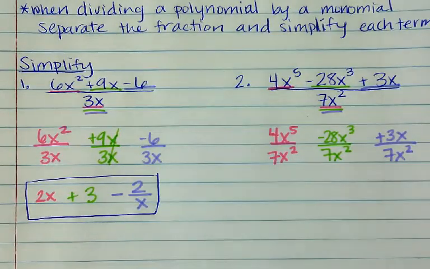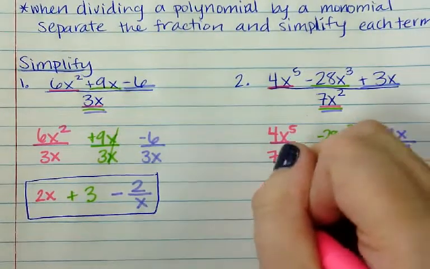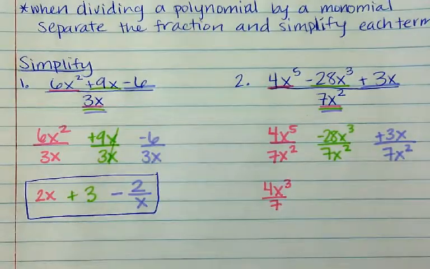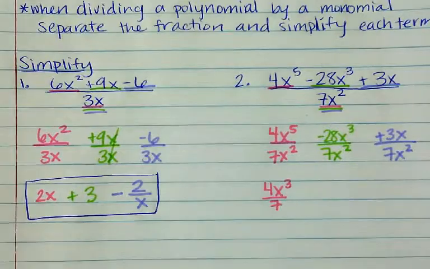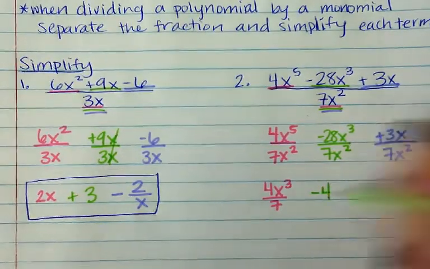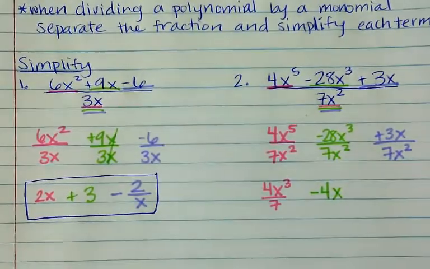Now we just have to go through and simplify each term, right? So now we're going to simplify each term. So this is going to simplify into 4x to the 3rd in our numerator over 7, because x to the 5th over x squared just reduces to x cubed. 4/7 can't reduce. Negative 28x cubed over 7x squared is going to be negative 4, and then x cubed over x squared is just x, so negative 4x. There's nothing in the denominator of that one.